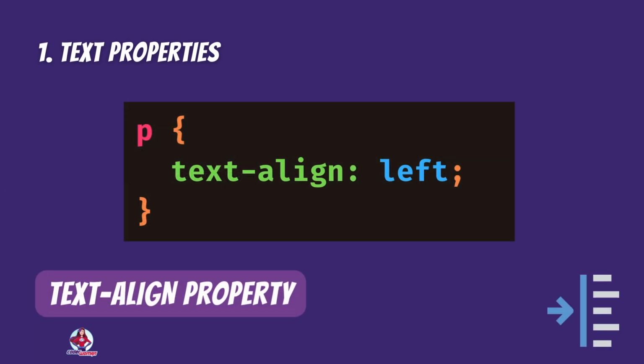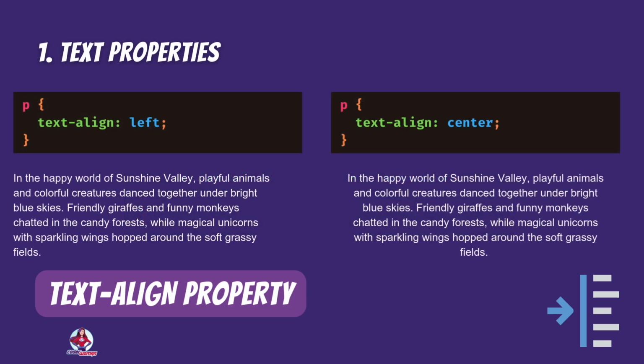Now let's talk about the text align property. This property allows you to control the alignment of text within an element. You can choose from several options like left, right, center, and justify. By default, the text is left aligned.